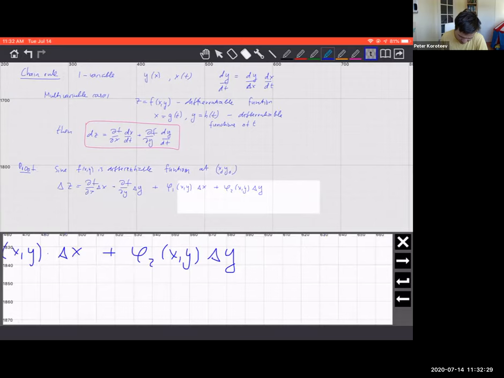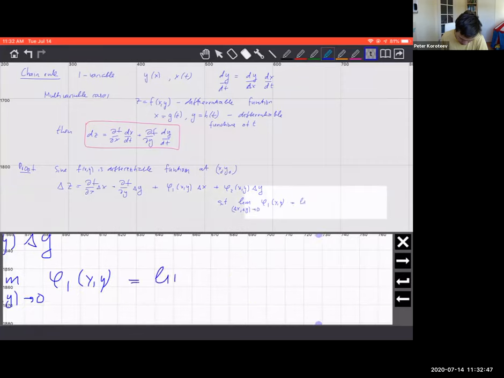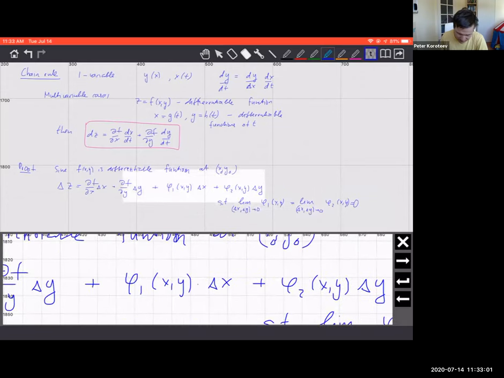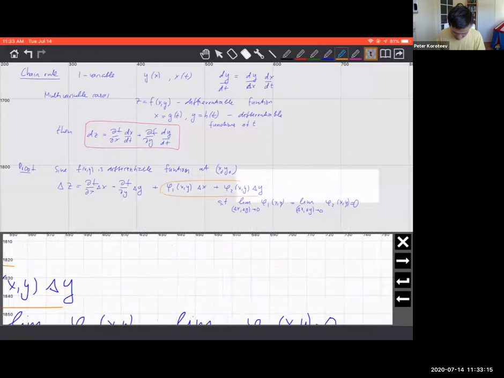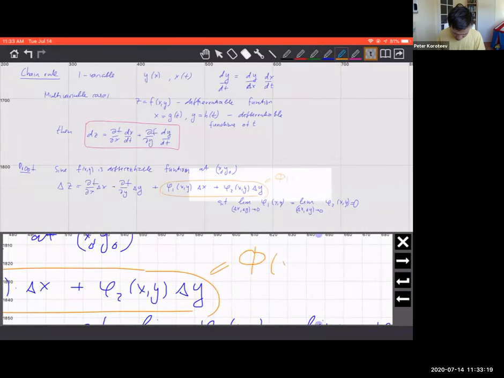Such that the limit of phi 1 is equal to 0 as delta x and delta y go to 0, and also the limit of phi 2 as delta x and delta y go to 0 is equal to 0. So this form of expression takes care of the fact that the remainder goes to 0 faster than the linear term. We called this gadget here, before, big phi of x and y.